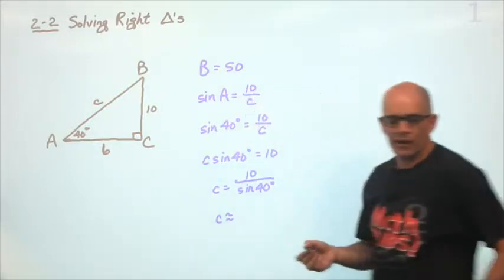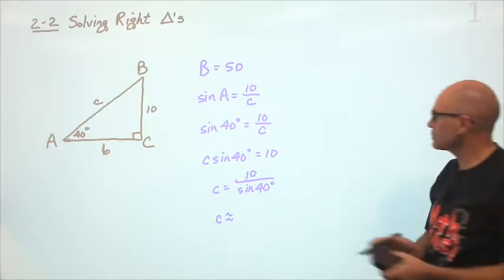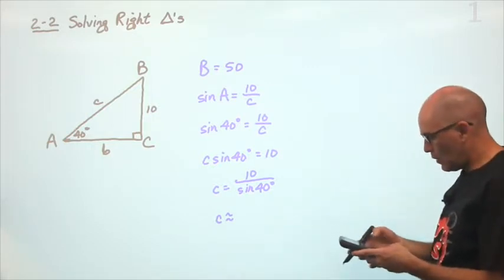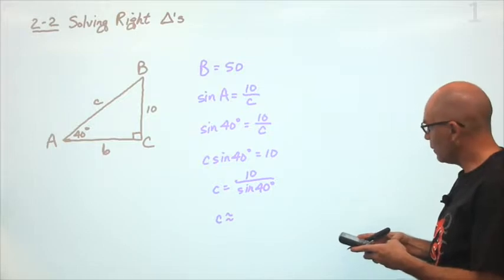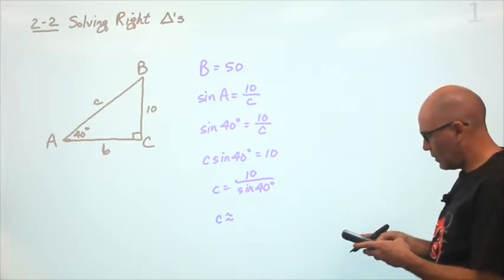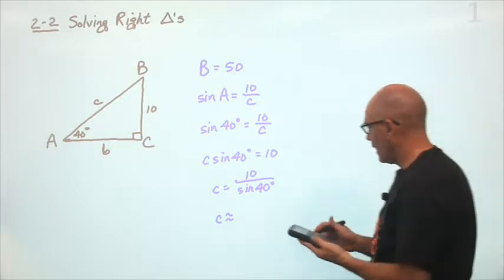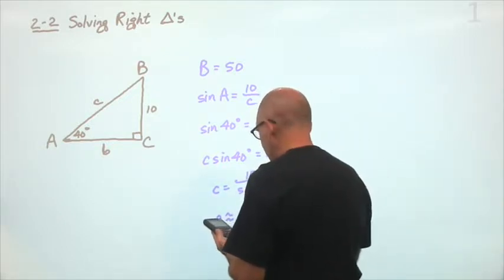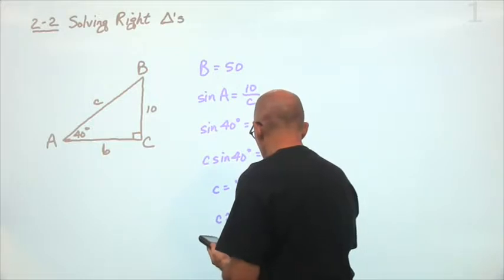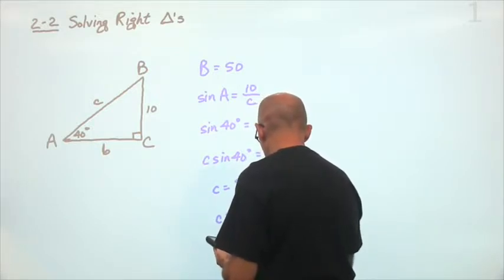Now we need a calculator. So you're going to go 10, enter, 40, sine, divide. And C ends up being 15.557. So we'll just say 15.56.